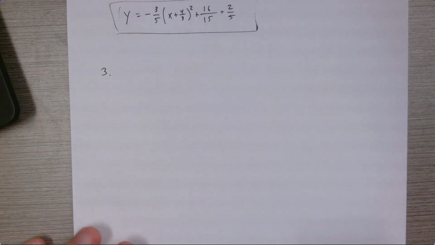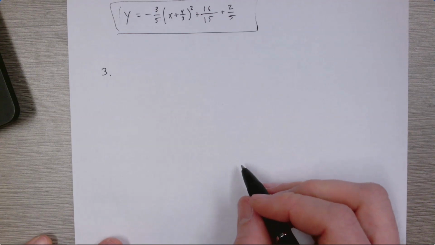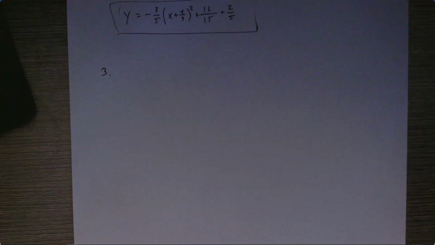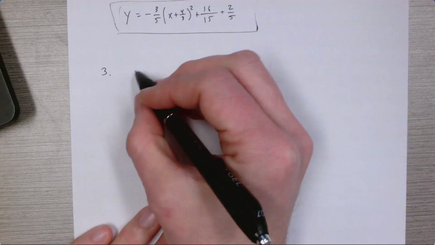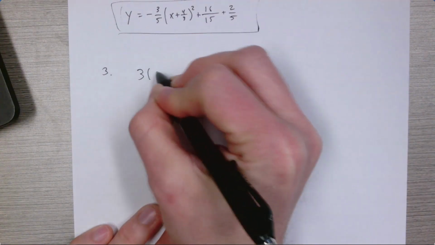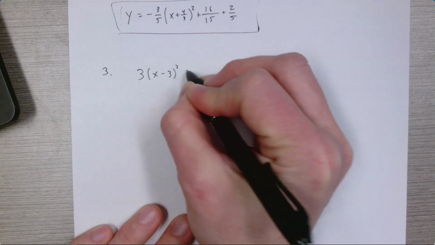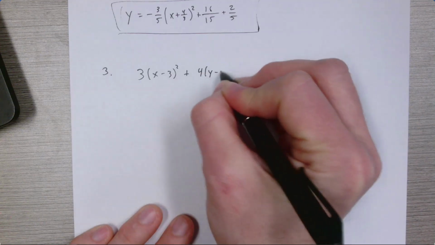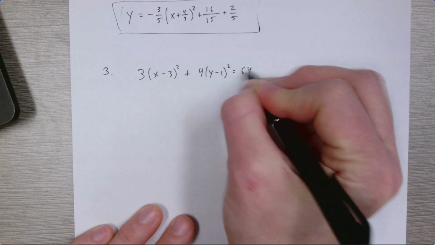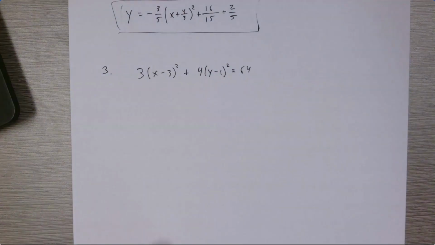All right, let's do 3. So practice interpreting the meaning of parts of an equation. Oops, it got dark in here. Okay, so the equation is the ellipse 3x minus 3 squared plus 4y minus 1 squared equals 64. So where is the center of the ellipse?